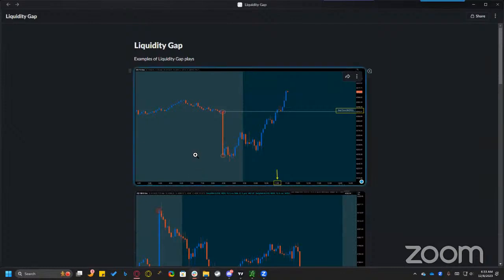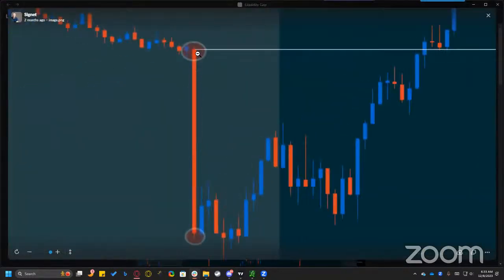The setup is this right here. This is an example of a liquidity gap. Now you can see various sizes of this throughout a trading day on any time frame. When price suddenly leaves an area, it leaves behind unfinished business. And when it moves really fast like this, it creates a liquidity gap.